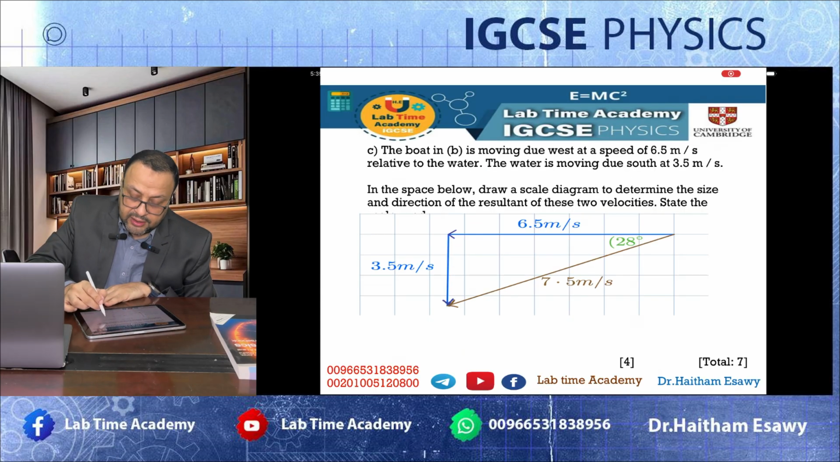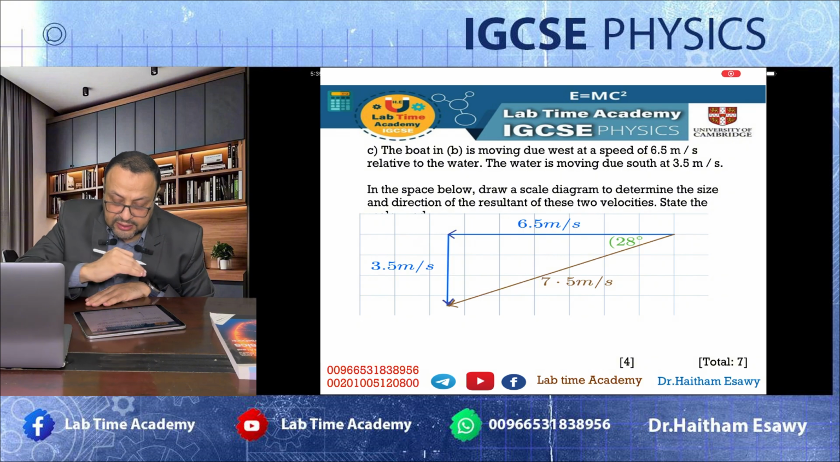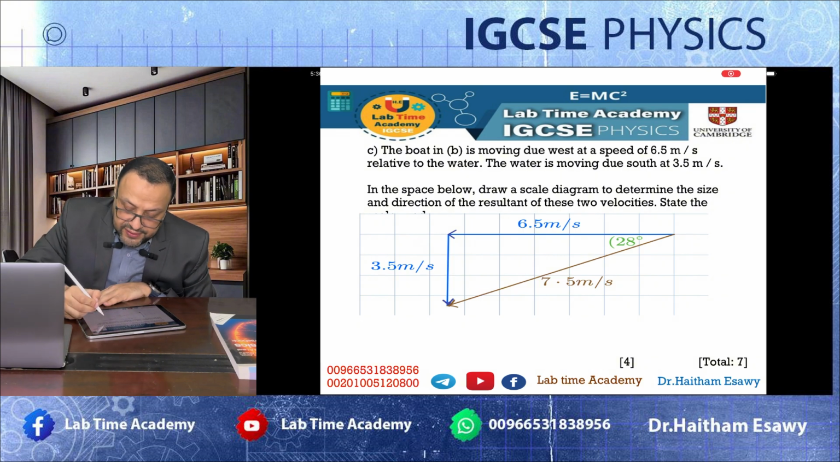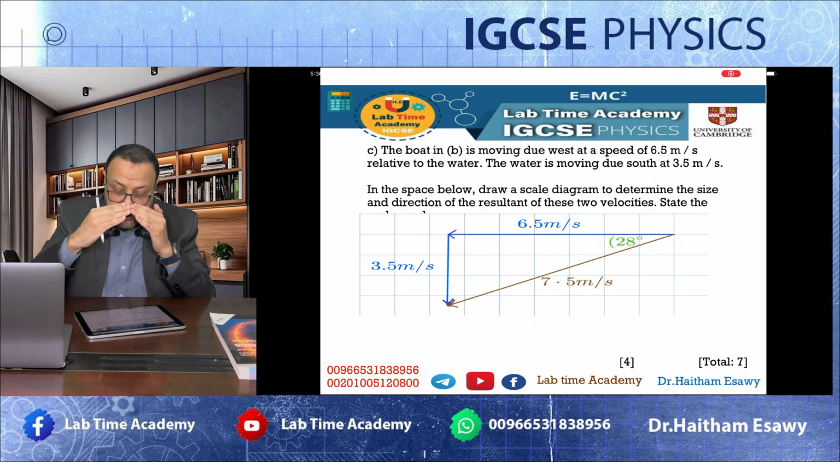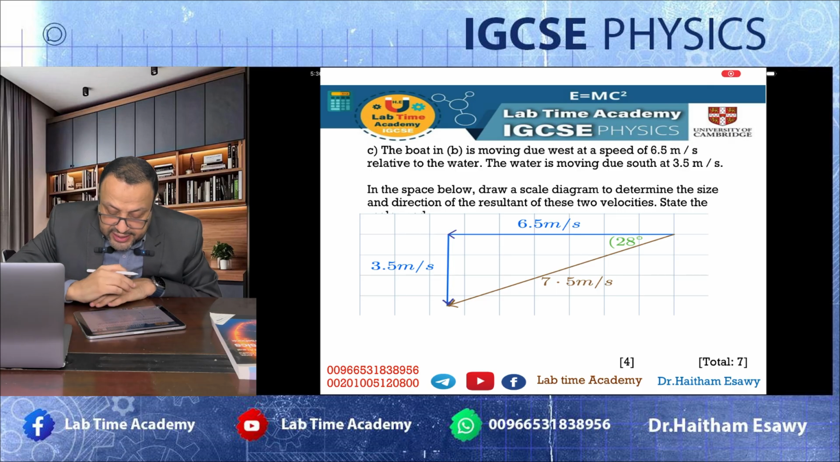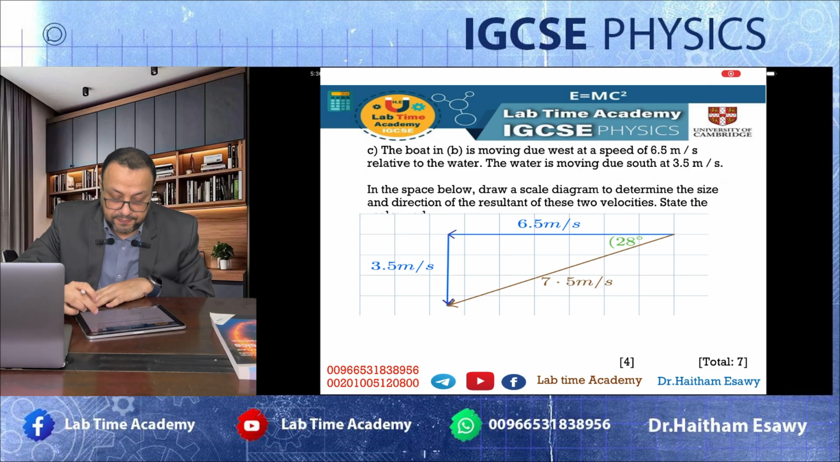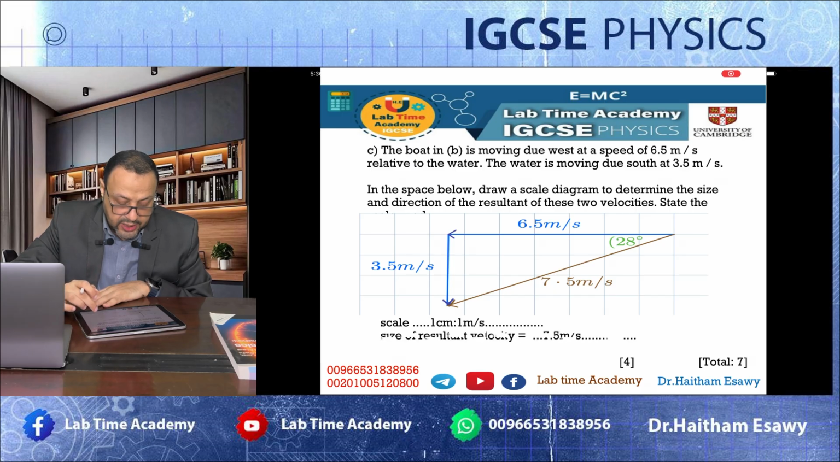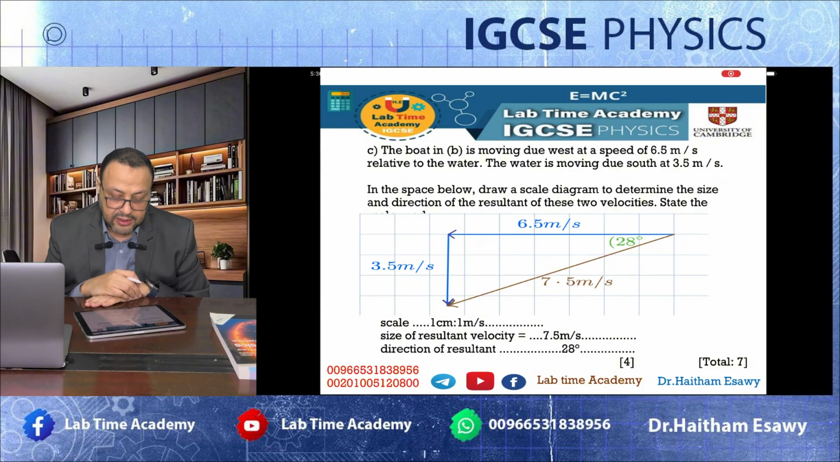We'll start to draw the line or the vector to the west. And after that, draw another vector to the south. Here we have 6.5 and here we have 3.5, and after that you'll draw the resultant, starting from the tip of the first vector till the tail of the second vector to get the opposite direction. As we said, it will be 7.5 and the angle will be 28 degrees. Here we have the scale, and also the size of the resultant velocity, and this will be the direction of the resultant as we said.